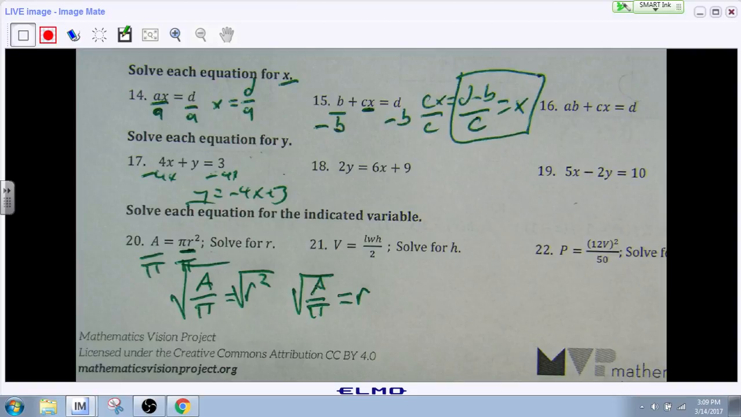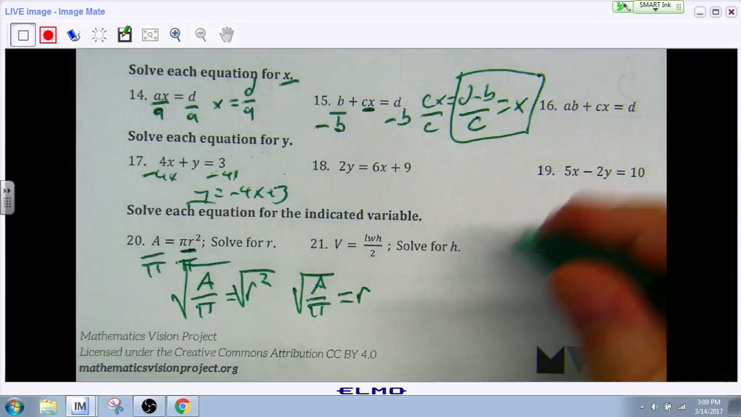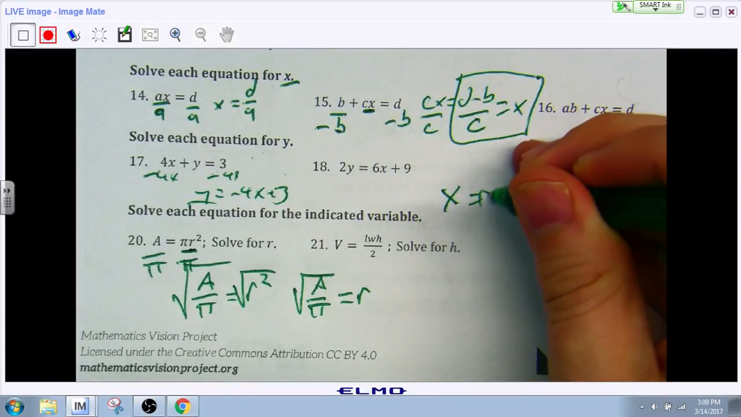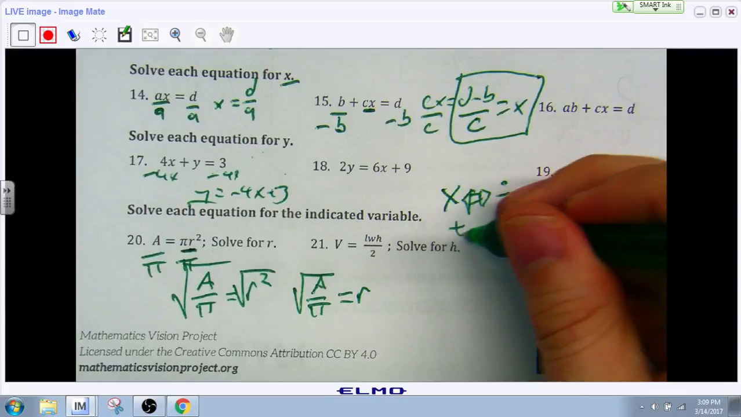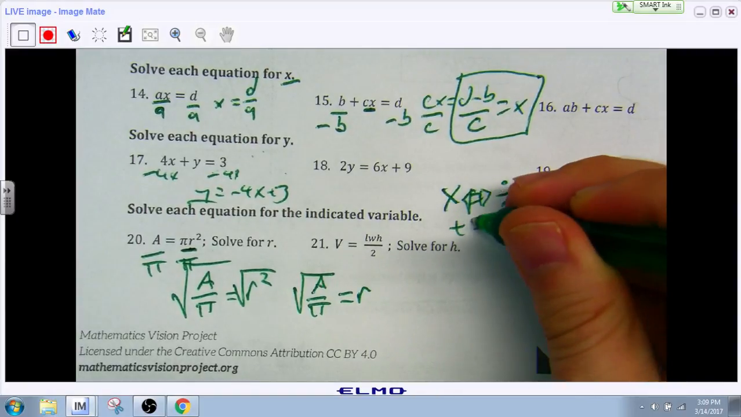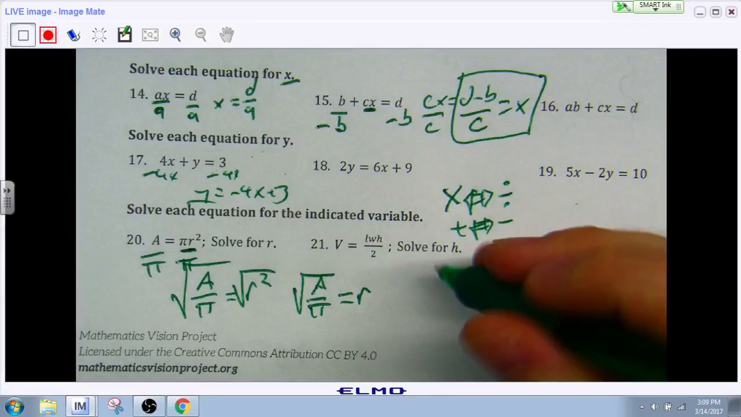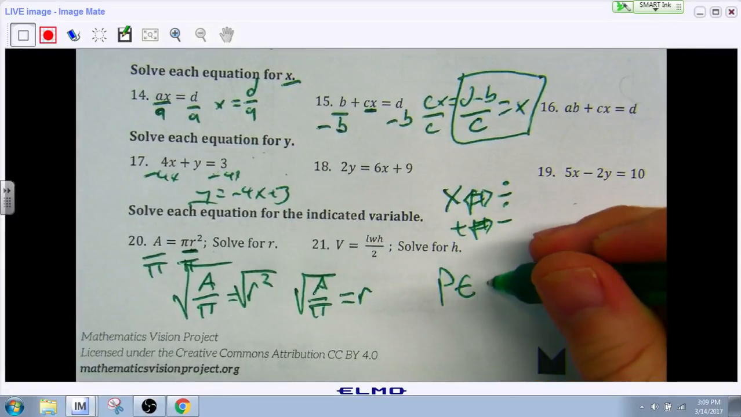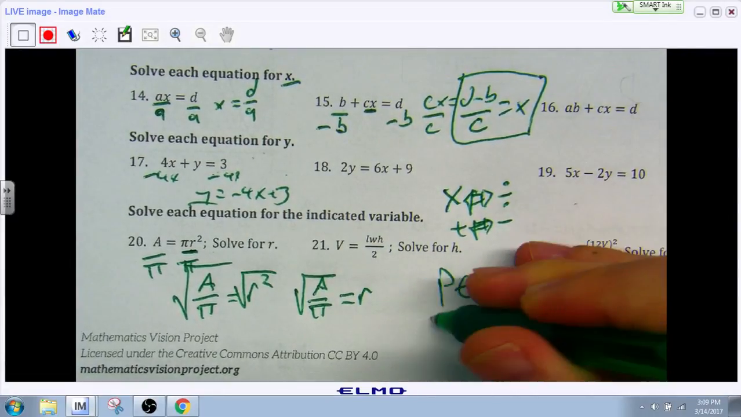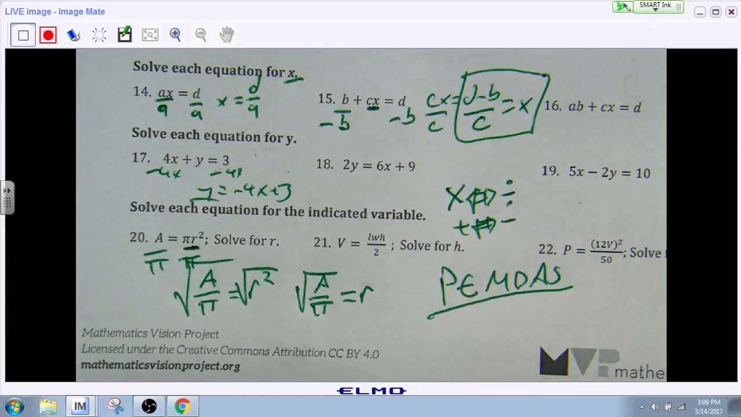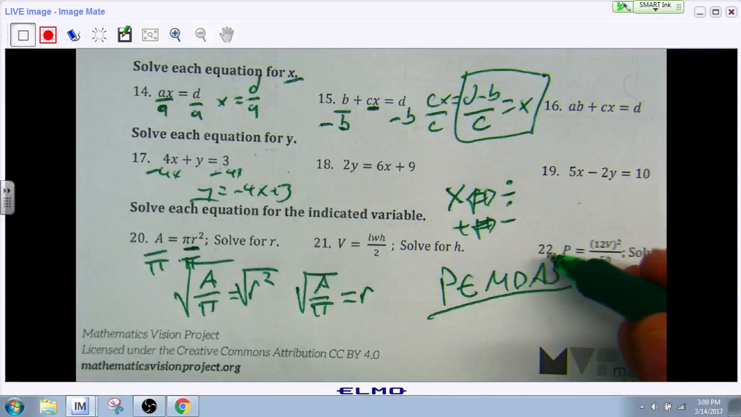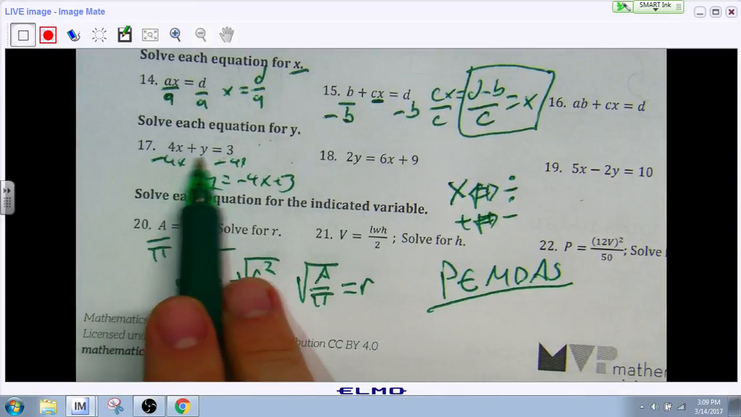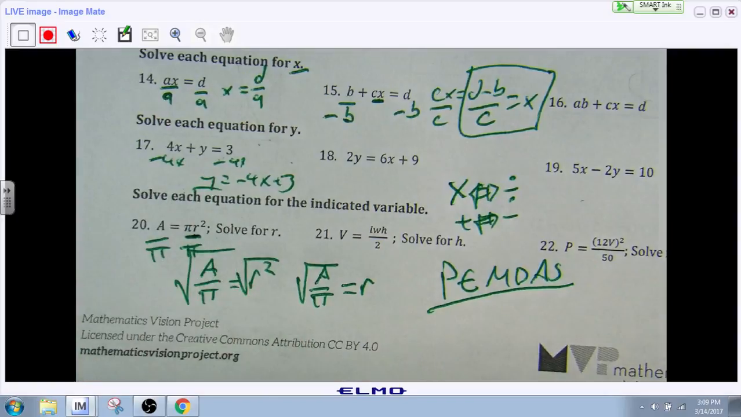So each time we're looking at what's happening to the indicated variable, and we're trying to undo it. If it's multiplication, we do division. If it's division, we do multiplication. If it's addition, we do subtraction, etc., etc. Please remember to excuse my dear Aunt Sally. Make sure you're using your order of operations. All right, we want to undo backwards order, right? We want to undo addition and subtraction before we undo multiplication. So just kind of keep that in mind.